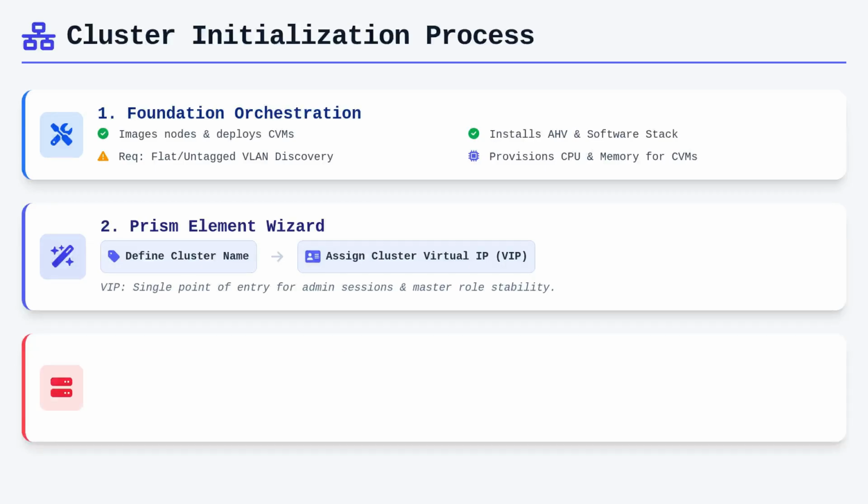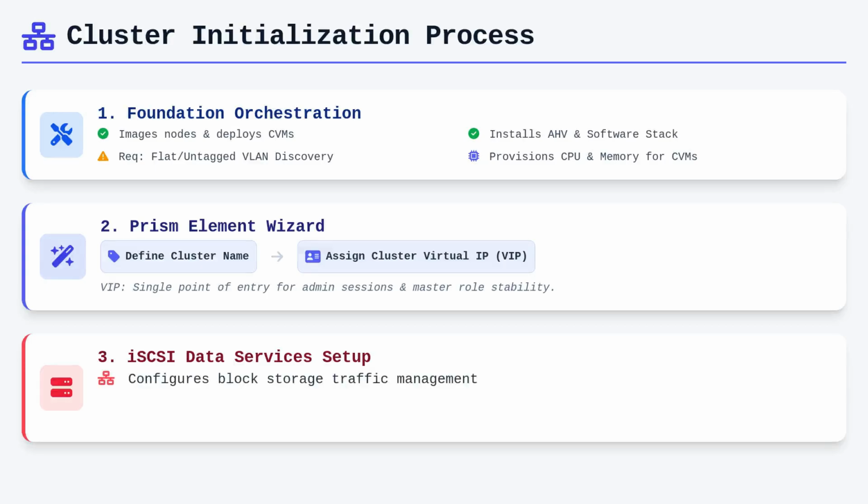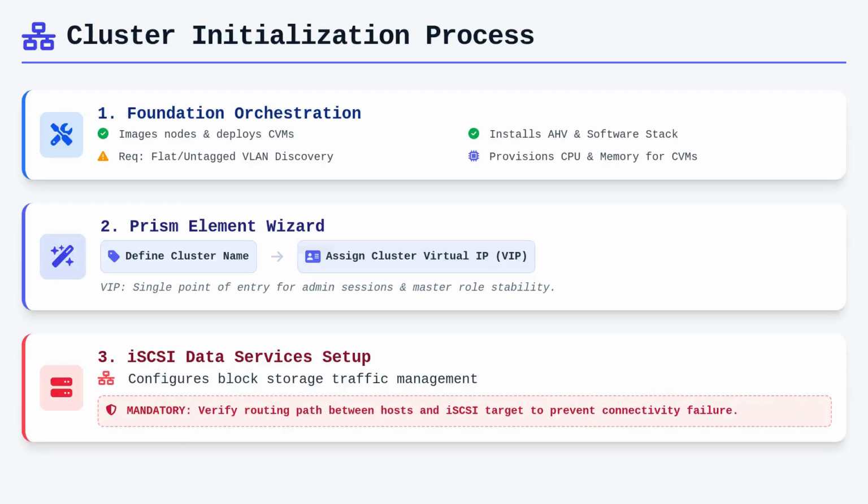You must also configure the iSCSI Data Services IP, which is a critical construct used by the network to manage block storage traffic effectively. Misconfiguring this address can lead to storage connectivity issues, so verifying the network routing path between your hosts and the iSCSI target is always a mandatory part of the initialization ceremony.